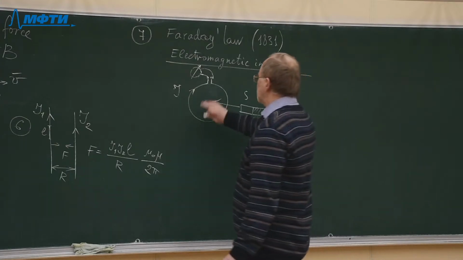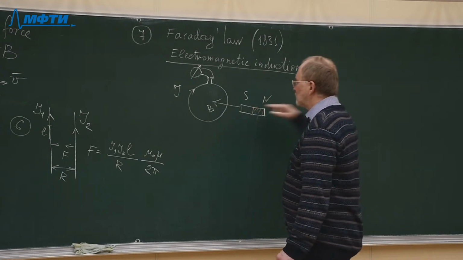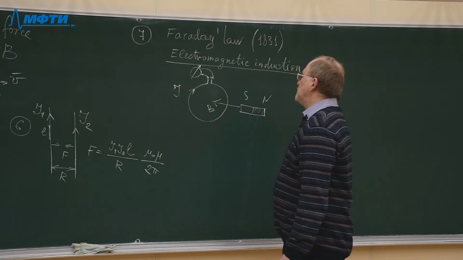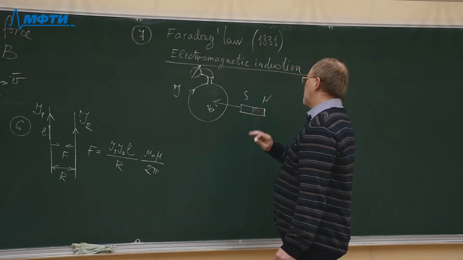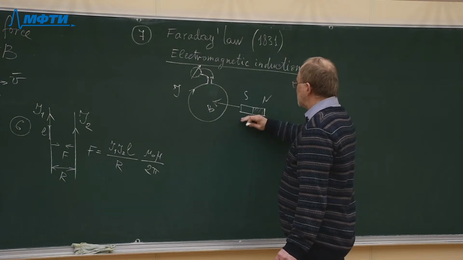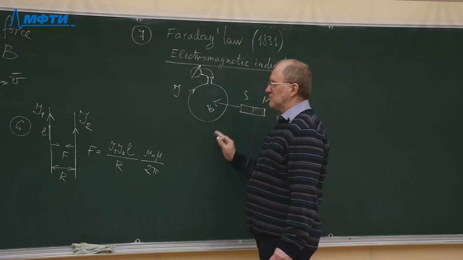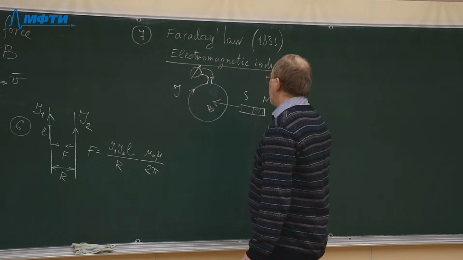And Faraday studied this effect in many different ways. He was moving different magnets, and he was trying to repeat this experiment in a different fashion, that is, fixing the position of the magnet and moving the wire loop.